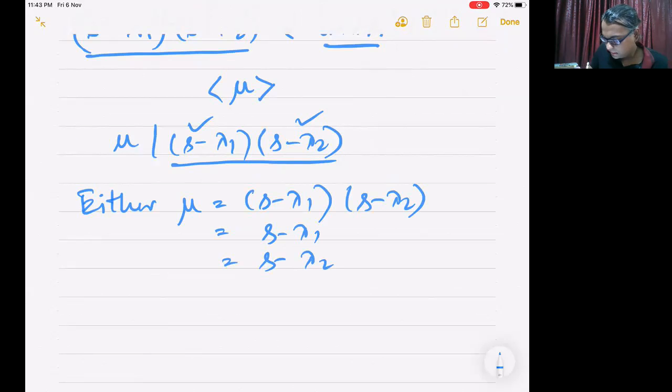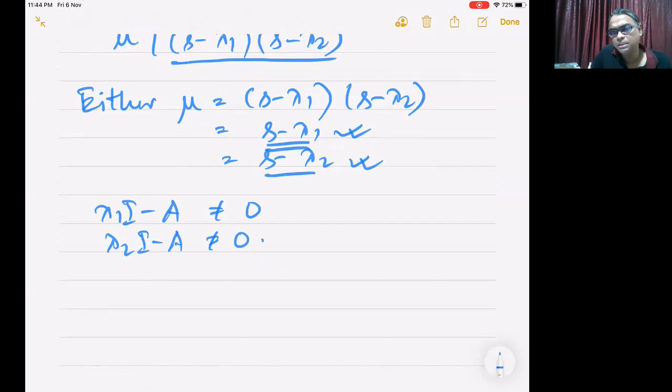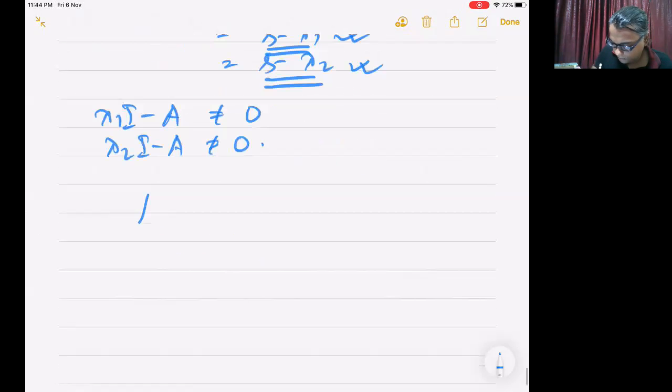But you can check that neither this operator is 0 nor this operator is 0. Indeed, lambda 1 identity minus A is not the 0 operator, neither is lambda 2 identity minus A. So therefore neither this can be an annihilator nor this can be an annihilator. So this must be the choice. So mu, the minimal polynomial, must be equal to S minus lambda 1 into S minus lambda 2.